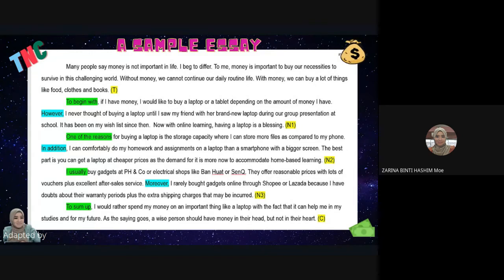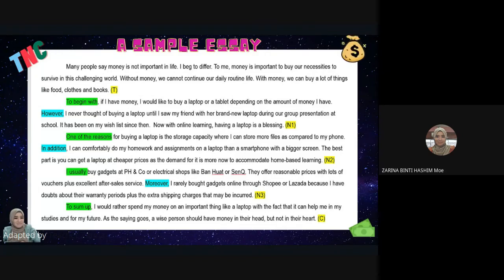Paragraph 3 is answering question number 2: the reason why you want to buy the things. Okay, so now you have already mentioned you want to buy a laptop. So we are looking for the reason why you want to buy a laptop. I told you how many reasons you must write: at least 2 to 3 reasons.